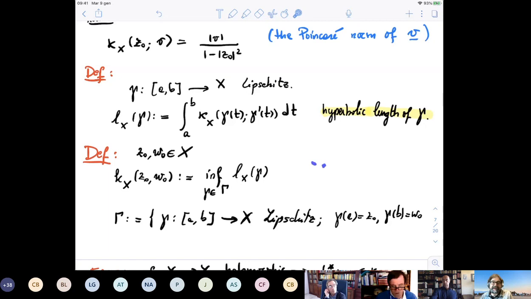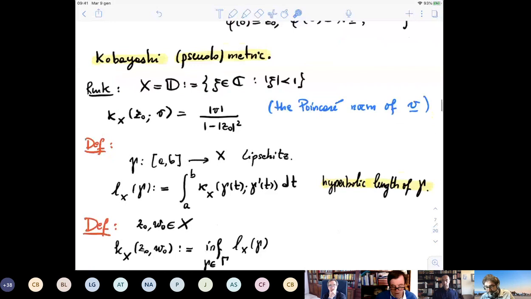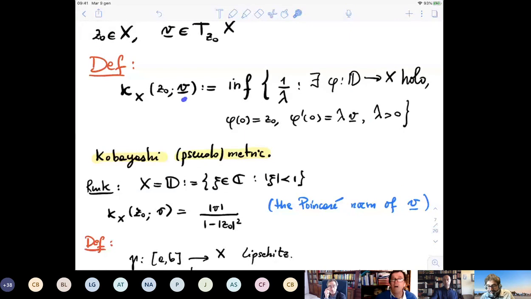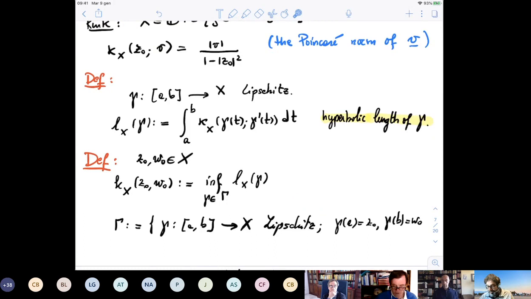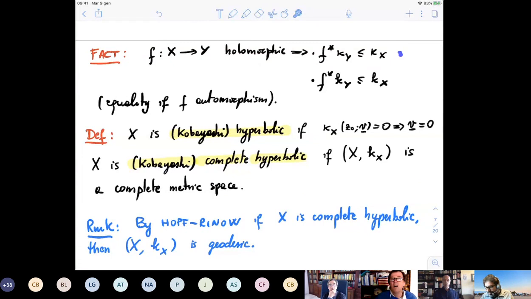So you say that this is really a distance, or it's really a metric, the infinitesimal metric, if and only if you have a vector which is different from zero, then the norm is different from zero, which is equivalent to saying that the distance of two different points is different from zero. And in fact, essentially, this goes back to the Schwarz lemma. If you have a holomorphic map of a complex manifold into itself, then it always decreases the Kobayashi metric and the Kobayashi distance. And you get equality if you have an automorphism.